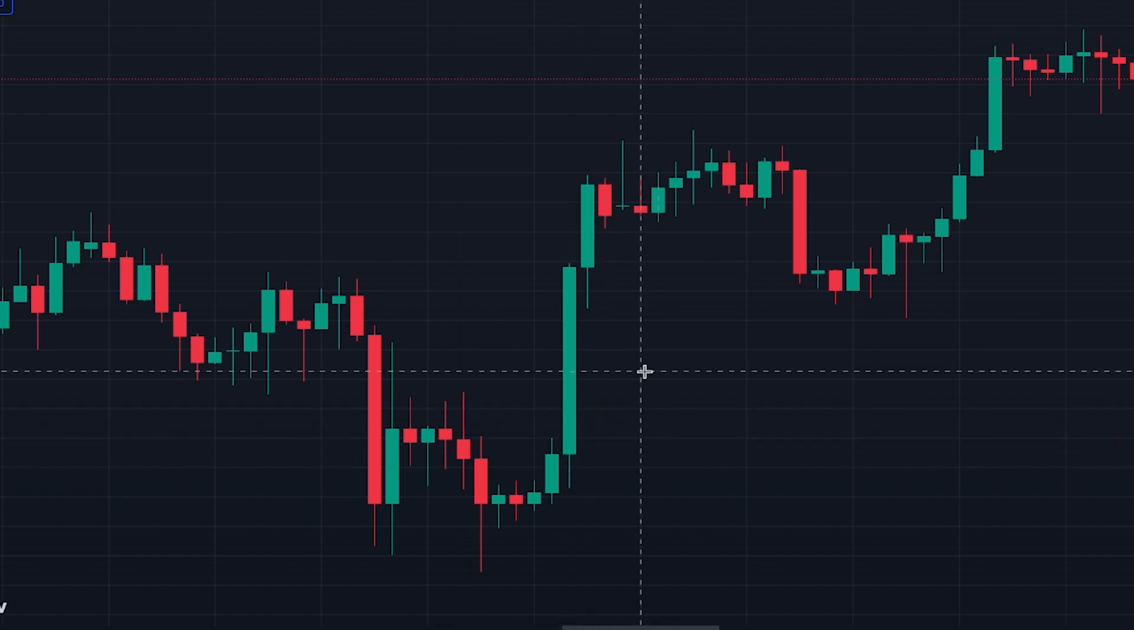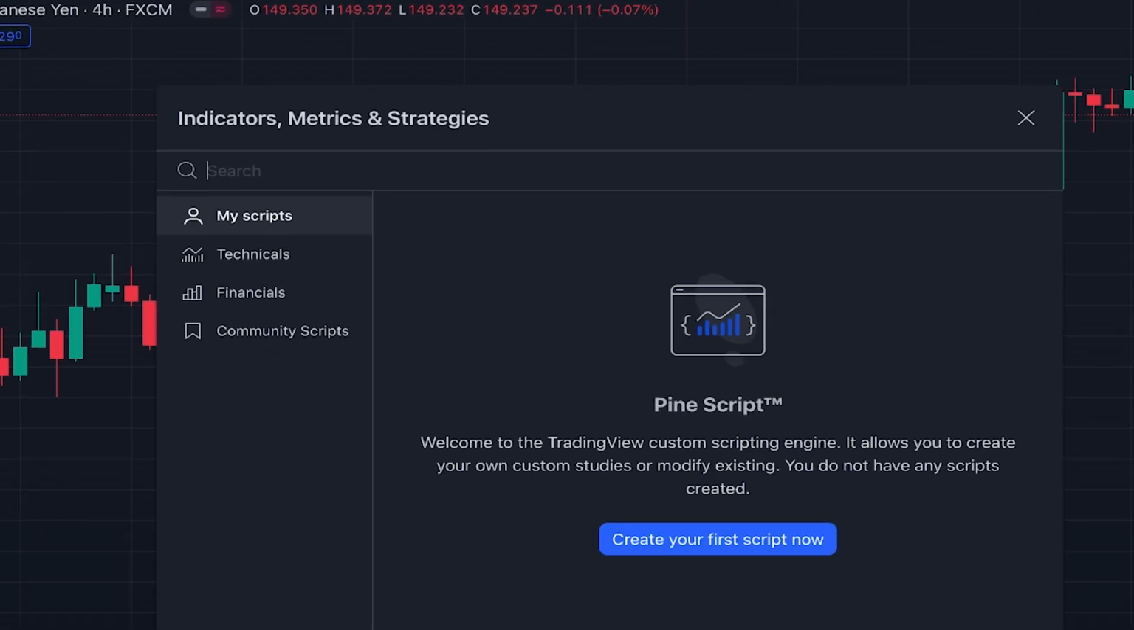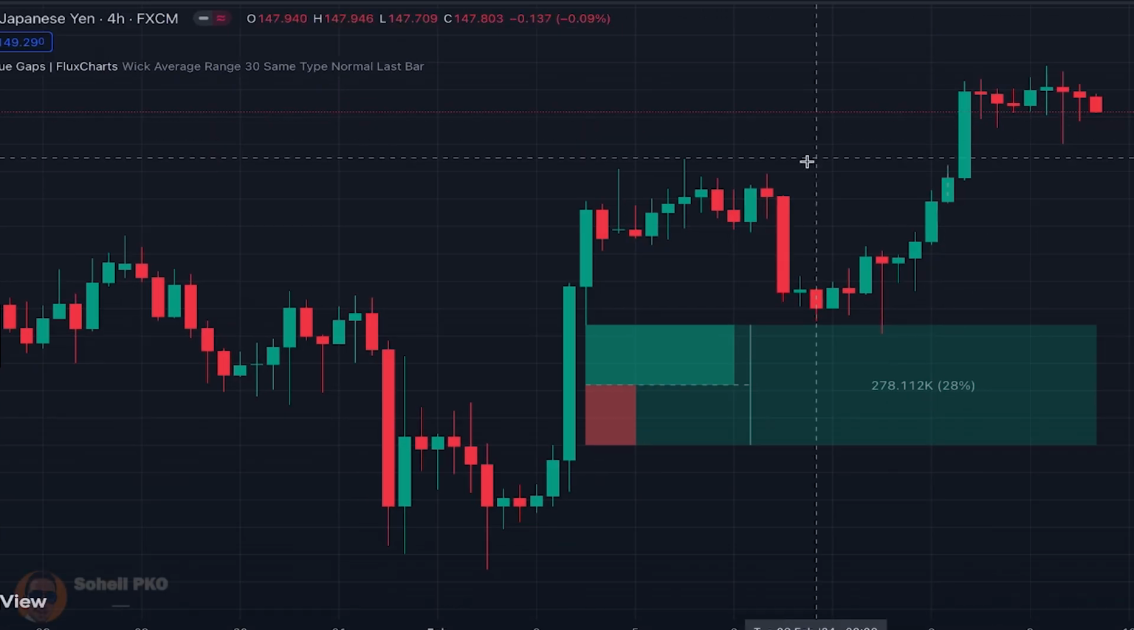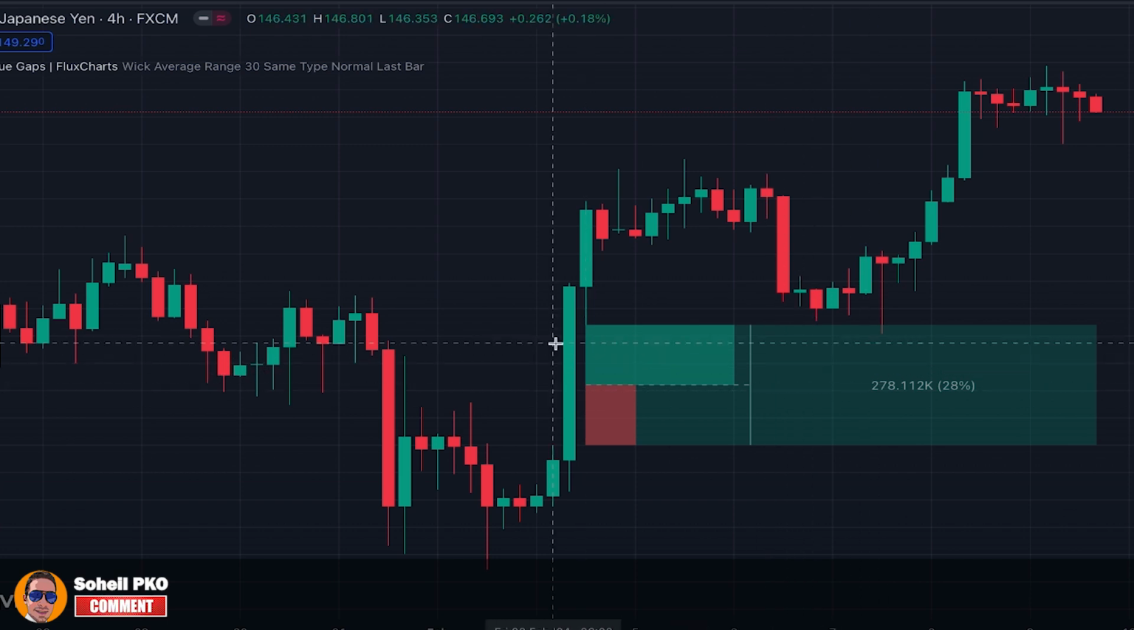Alright, getting back to our video, now let me introduce an indicator on TradingView that can help you to easily find fair value gaps on the chart. Here we click on indicators and we search fair value gaps. We add this one, Fair Value Gaps Volumetric, which is a free indicator from Fluxchart. Alright, as you can see, the indicator has identified this fair value gap that formed here, and we also have some information inside the zone.